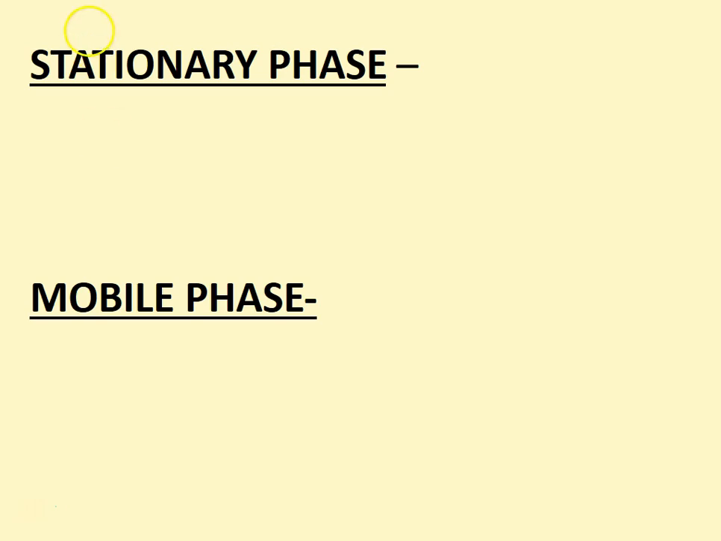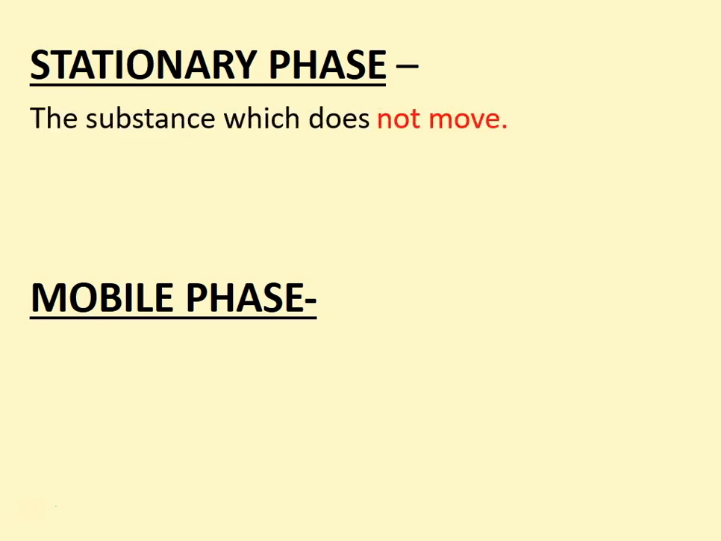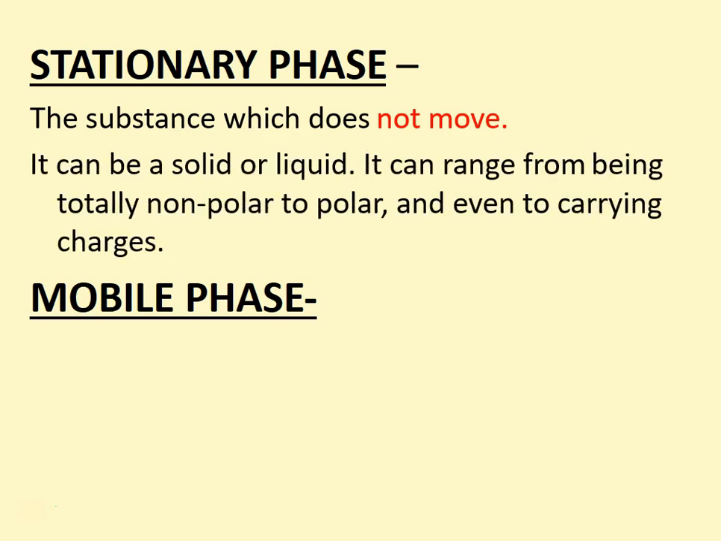To do chromatography, you need two parts to your column. So you need something that doesn't move, so the stationary phase does not move. It can be a solid, like beads, or a liquid on beads, and it can range from being totally non-polar to polar, and it can even be charged, so have ions on it.